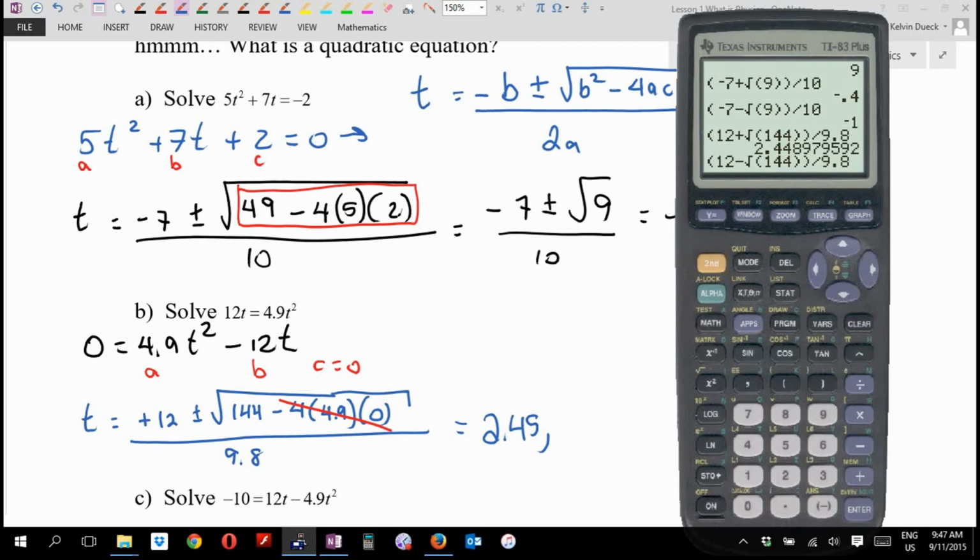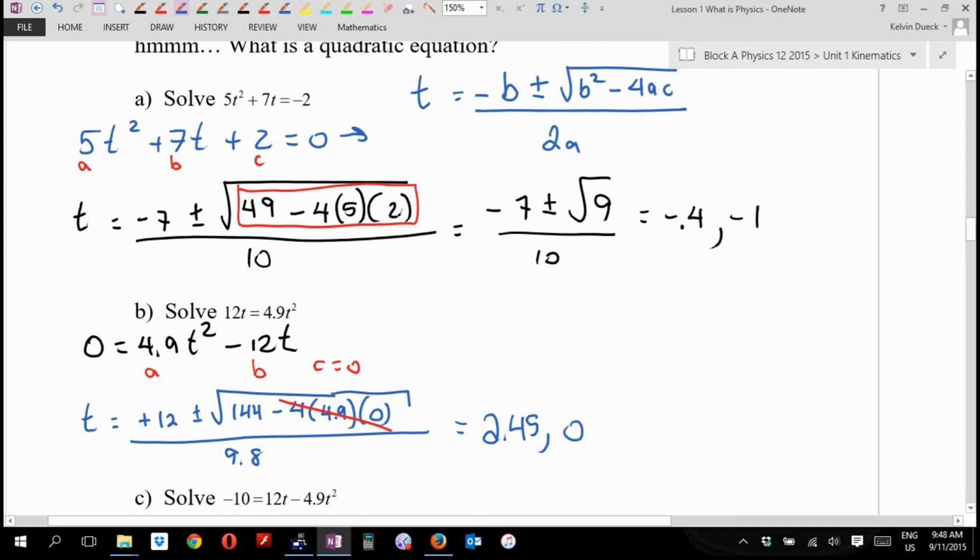twiddle my thumbs while you're typing away, stretch a little bit while you're typing away. By the way, I wouldn't do this. My calculator has a built-in quadratic solver, and I'd use it every time. And I knew one of the roots was 0, but I just wanted to walk you through the whole procedure. That is quadratic equations.